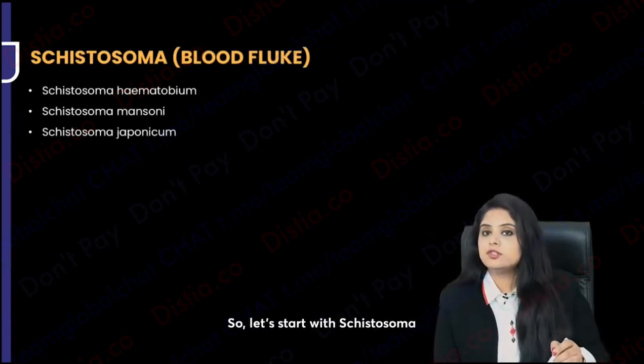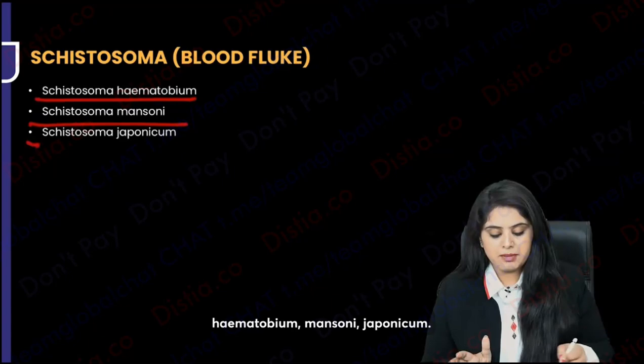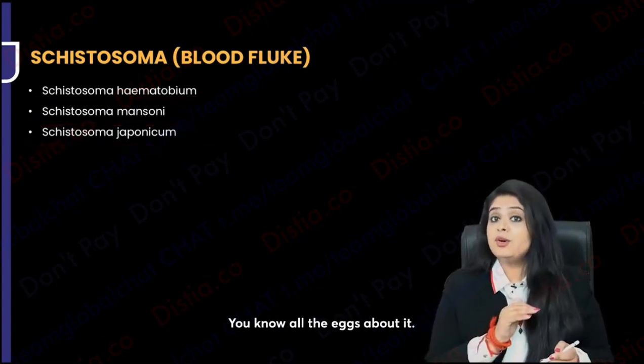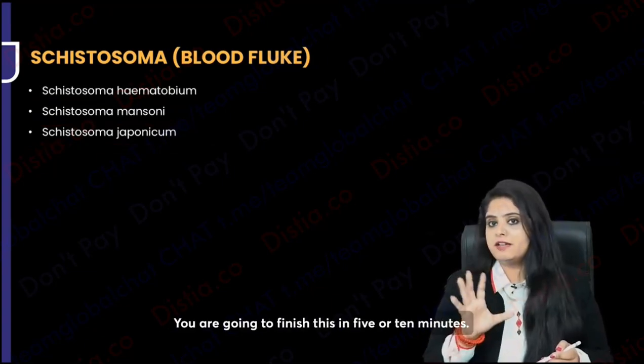So let's start with Schistosoma, which is known as the blood fluke, and by now you know Schistosoma haematobium, mansoni, japonicum. You know all the S's about it. You know all the eggs about it. Life is going to be so simple. You are going to finish this in 5 or 10 minutes.